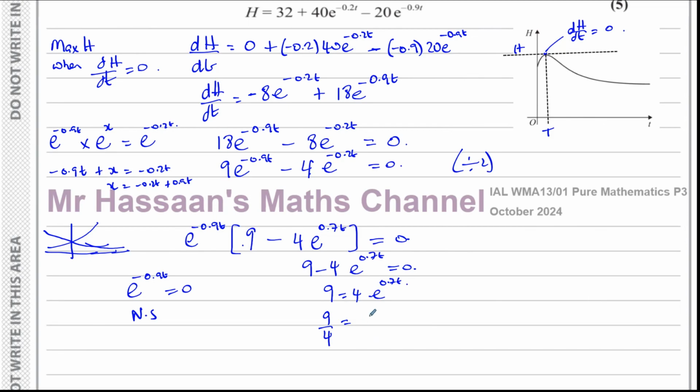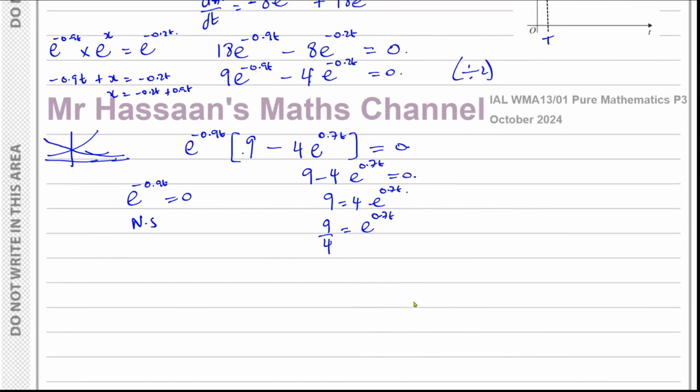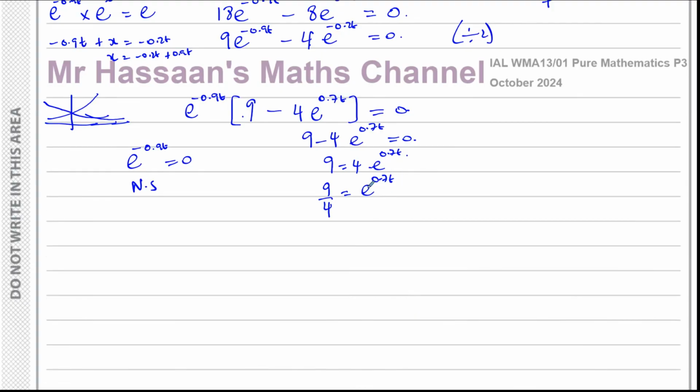Okay, good. So that gives me e to the power of 0.7t is equal to 9 over 4. I want to find what t is, which is trapped in the power. So I want to take the log to the base of the number to which it's been raised. I can see that number is e. So if I take log to the base e, that's ln. So I'm going to take ln of both sides. So ln of 9 over 4 equals 0.7t. So we can say that 7 over 10 t equals ln of 9 over 4.